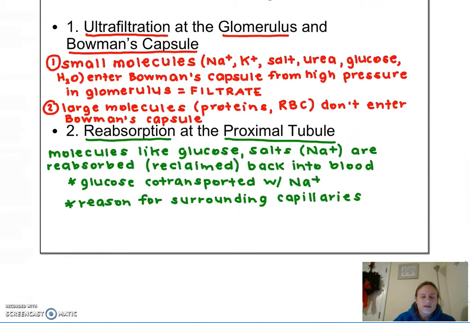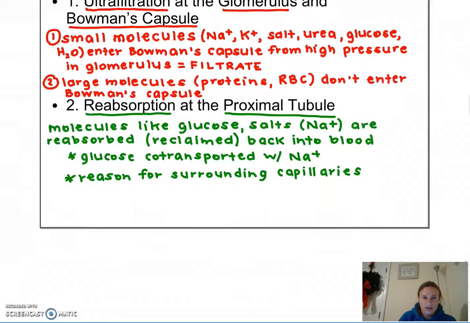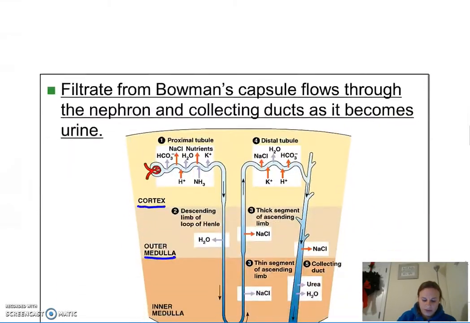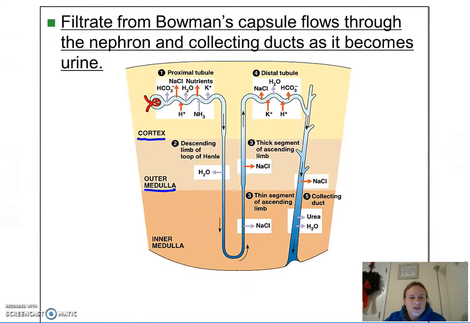Reabsorption is going to occur at the proximal tubule. Molecules like glucose and salts are reabsorbed, or reclaimed, back into the blood. Remember from our last unit that glucose is going to be co-transported with sodium. And the reason why you have these surrounding capillaries is because those are the blood vessels that are going to do the reabsorption. So here's a picture showing the filtrate from Bowman's capsule as it's flowing through the nephron and the collecting ducts as it becomes urine.